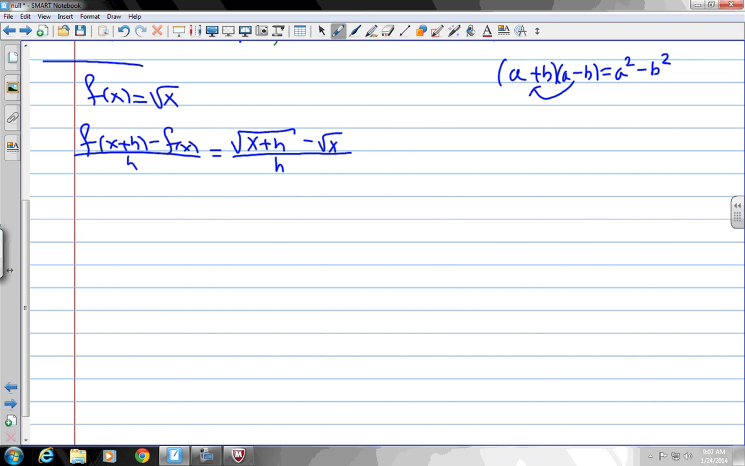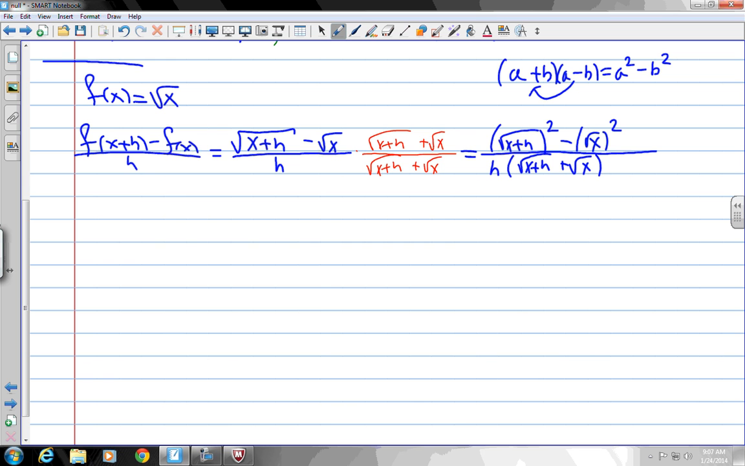So if I multiply the numerator by the conjugate, square root of x plus h plus the square root of x, I will have to multiply the denominator by the square root of x plus h plus the square root of x. So this will utilize the difference of squares formula. We'll get rid of the square roots in the numerator, and good things might happen. So by the difference of squares formula, we end up with the square root of x plus h squared minus the square root of x squared over h times the square root of x plus h plus the square root of x.